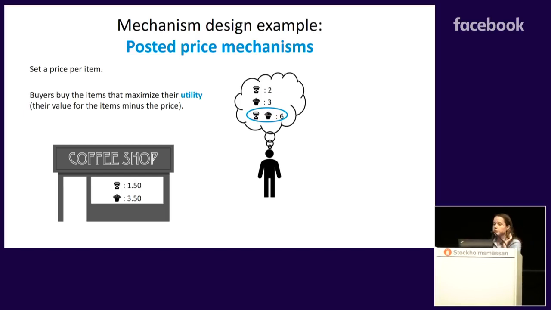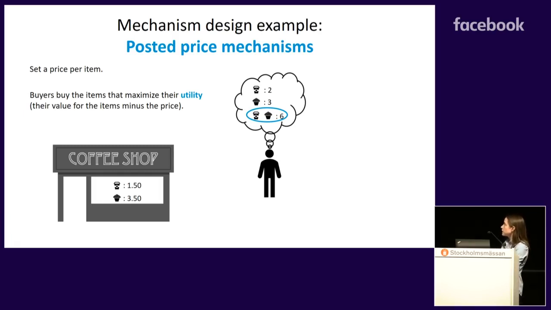So I'm going to go through a couple of examples of some classic mechanisms, starting off with posted price mechanisms. And these are going to sound very familiar because we interact with them every day. So in this mechanism, the mechanism designer sets a price per item. So maybe we set the price of the coffee to be $1.50, the price of the muffin to be $3.50. And the buyers are going to buy the bundle of items that maximizes their utility. And utility is defined to be their value for the items minus the price of the items.